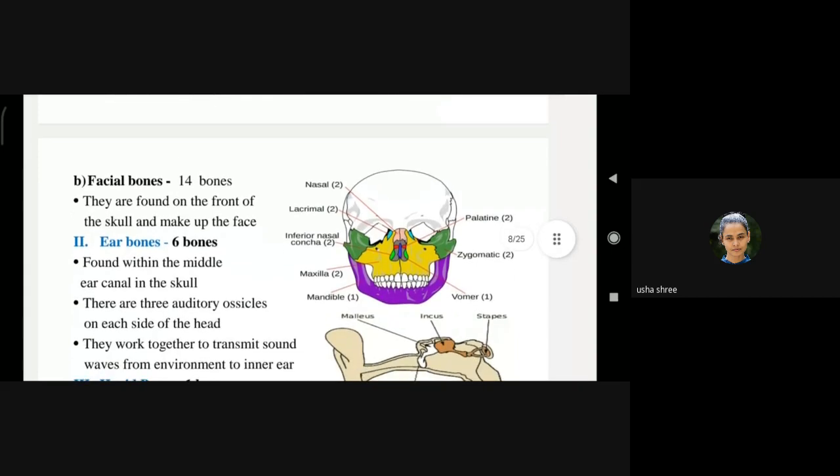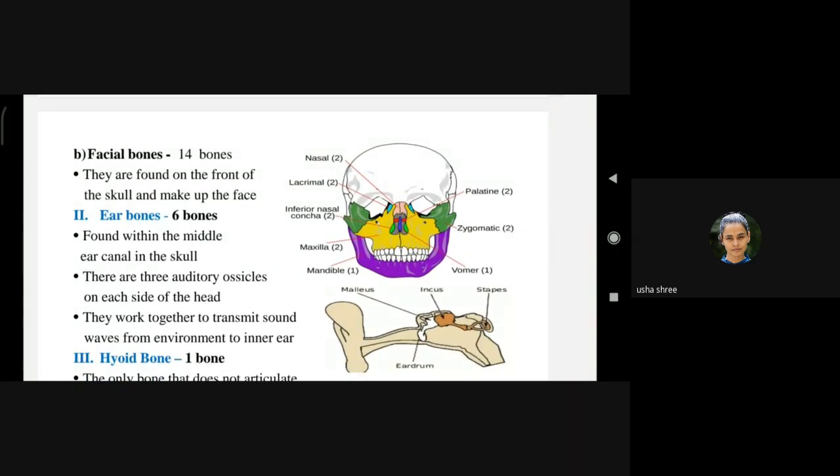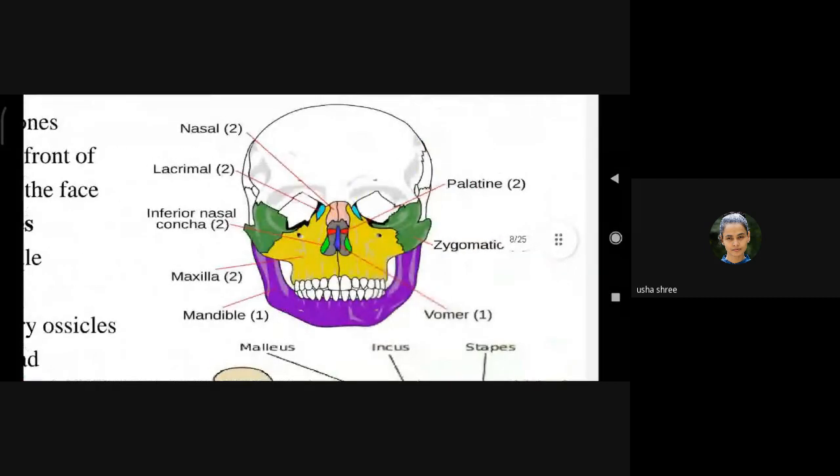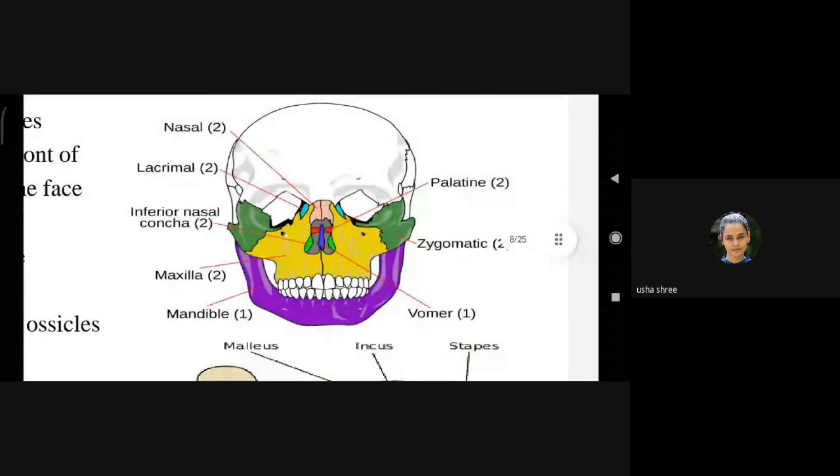Okay, I have not explained the facial bones, right? So we should go for the facial bones once. Here you can see in the picture, it is depicted in different colors. At the top, we can see nasal bones are one pair, means two in number, one on each side, and the major yellow colored bone you can see here, that is maxilla. On both sides, maxilla is present, so two in number.